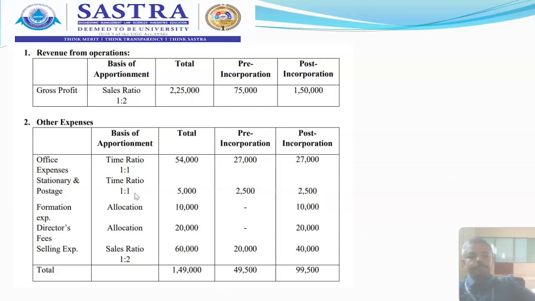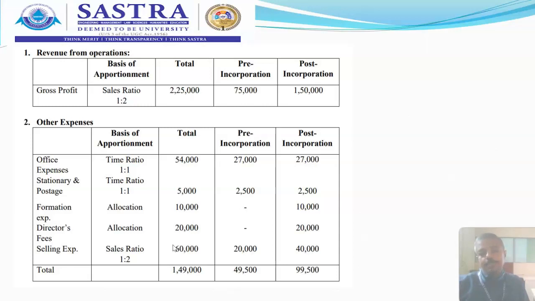Next, formation expenses. So here it is an irregular expense. So it has to be allocated, not apportioned. It has to be allocated based on the period in which it has been incurred. So formation expenses are normally incurred during the post-incorporation period, because that is the time the company is formed, the company is registered. So you can directly post that amount 10,000 into the post-incorporation period, and hence the pre-incorporation period becomes 0.